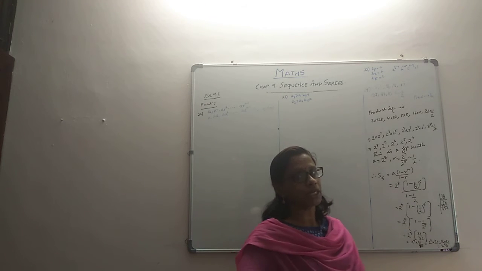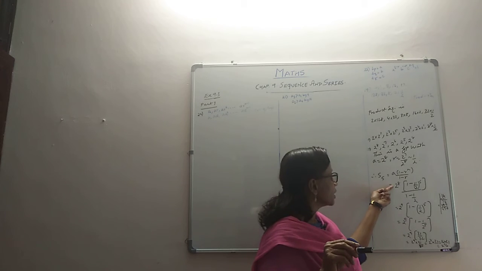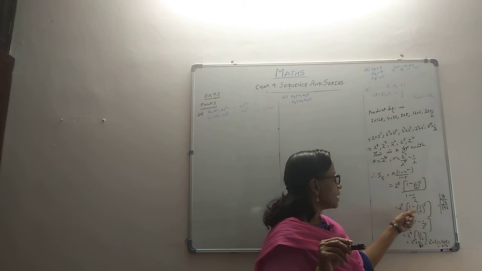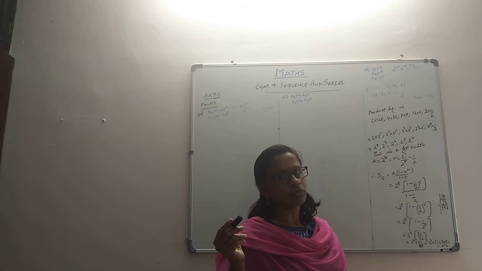Half comes in the denominator. Division by half means multiplication by the reciprocal. Like that, 2 gets multiplied to 2 raised to 8 and that becomes 2 raised to 9. We got 2 raised to 9, and 1 minus half raised to 5 is out there. 2 raised to 5 we know is 32.